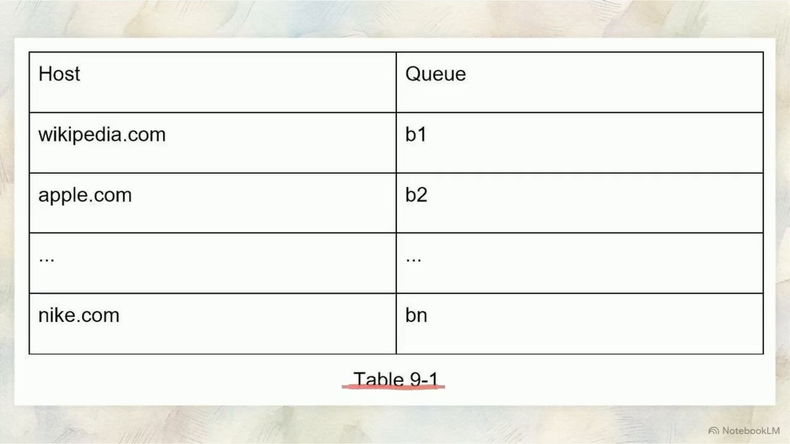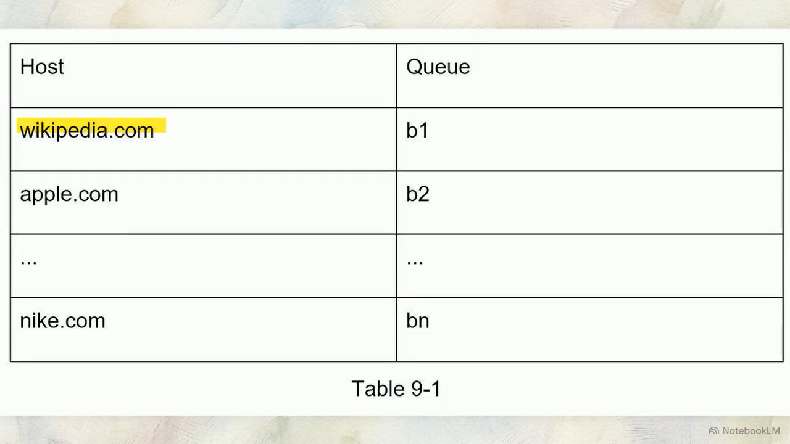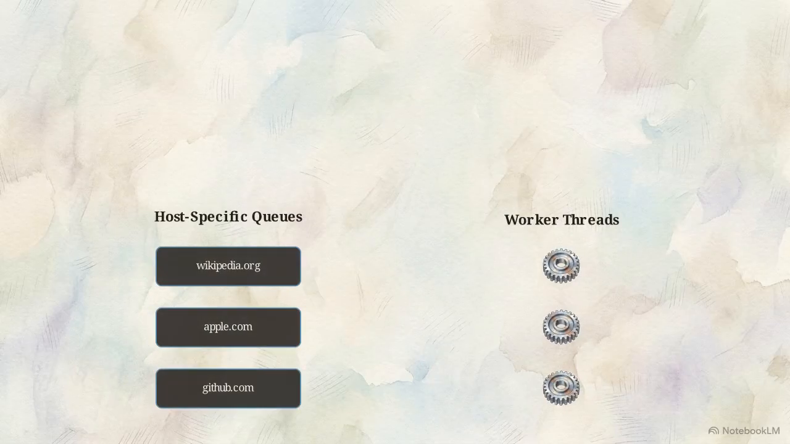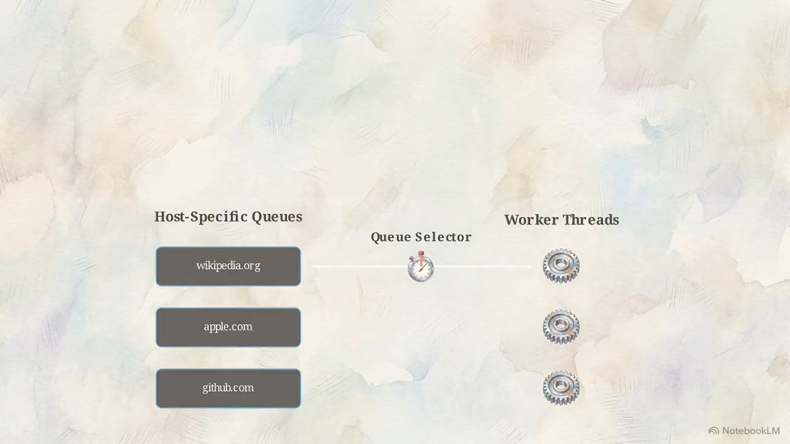This mapping table shows how the back queue router physically separates URLs. Specific host domains are strictly bound to isolated backend queues, ensuring every individual host gets its own dedicated lane. We then use a queue selector to map exactly one worker thread to one queue. This guarantees that the politeness delay is respected before the thread moves to the next link.